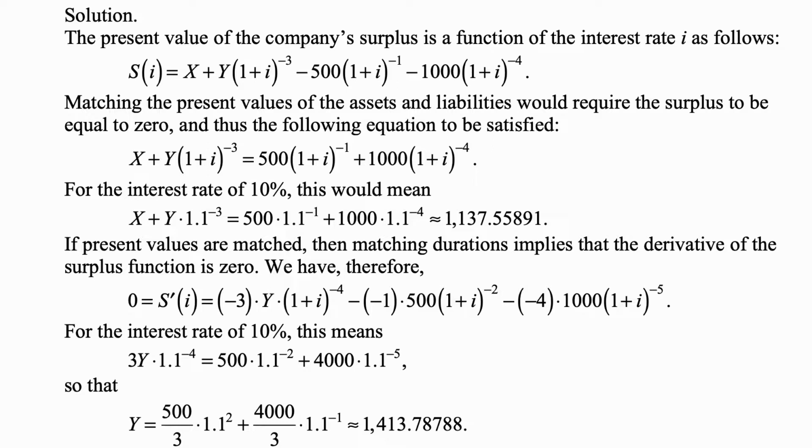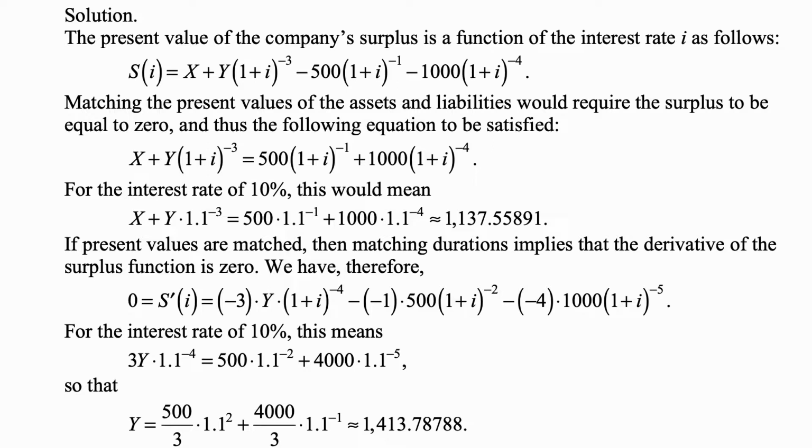If the present values are matched, then matching durations implies that the derivative of the surplus function is 0. So the derivatives of assets and liabilities with respect to the interest rate, or the dollar duration or money durations, of both are equal to each other. And therefore the surplus derivative, S prime of i, which has to be 0, is equal to negative 3 times Y times (1 plus i) to the negative 4 minus negative 1 times 500 times (1 plus i) to the negative 2.